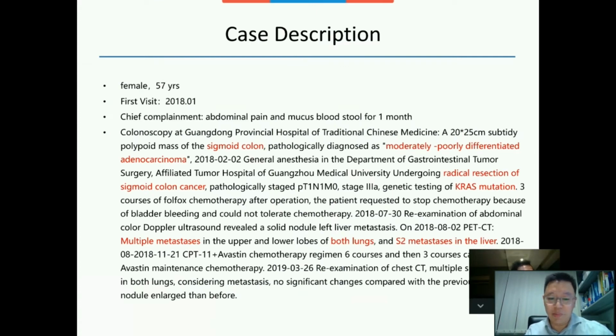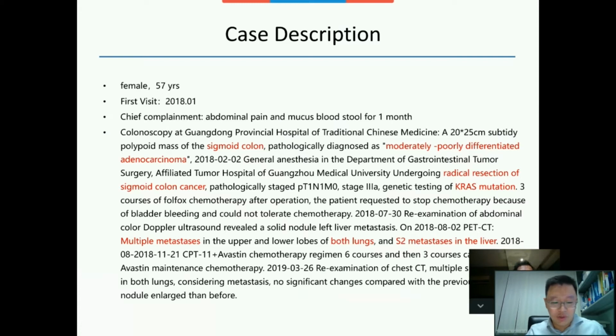A 57-year-old female patient complained of abdominal pain and mucus blood stool for 1 month. Colonoscopy revealed sigmoid colon cancer. There was no distant metastasis at baseline. The patient underwent radical resection of sigmoid colon cancer. The post-operative pathological stage was T1N1M0, and the genetic test was KRAS mutation. She only received 3 courses of FOLFOX chemotherapy after surgery due to blood bleeding.